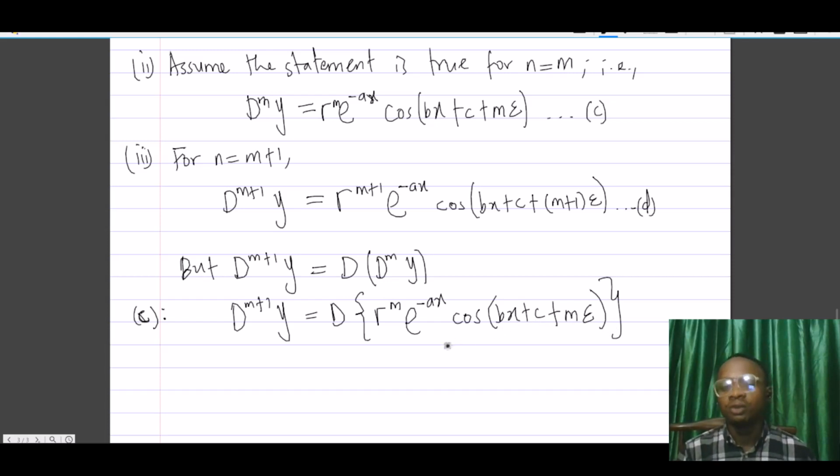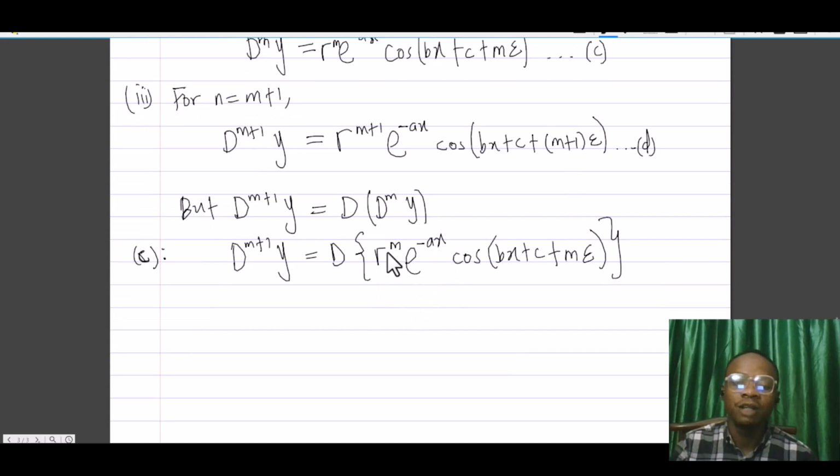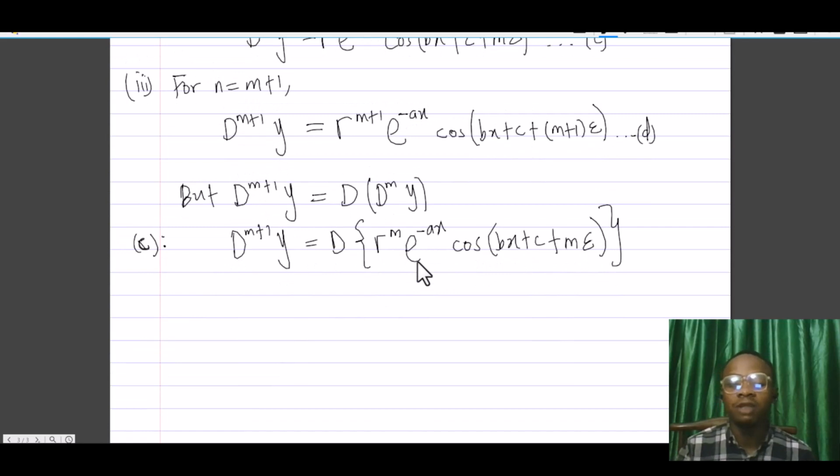And so what do we do going forward from here? We will now do this derivative normally. We can see that what we have here is r to the power of m. R to the power of m is a constant, so it does not affect our differentiation in any way. Only the portions carrying x we have to deal with. So we can move out r to the power of m if we like, and then take the derivative of what we have left. So this is again the derivative of a product of two functions. The first part being e to the power of minus ax, the second part being cos of bx plus c plus m epsilon. C and m epsilon are some constants.